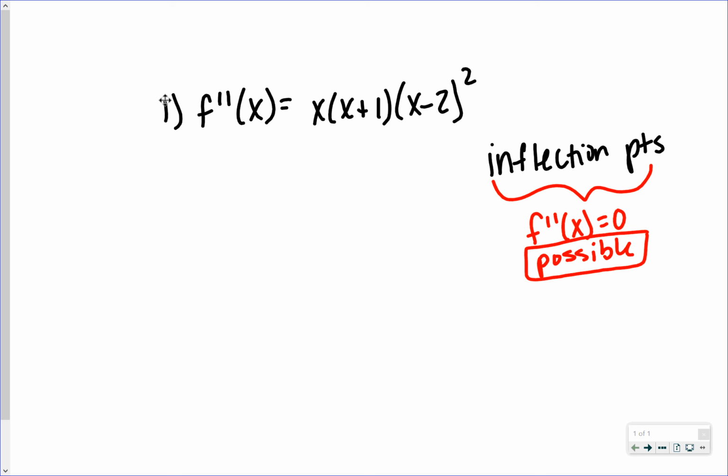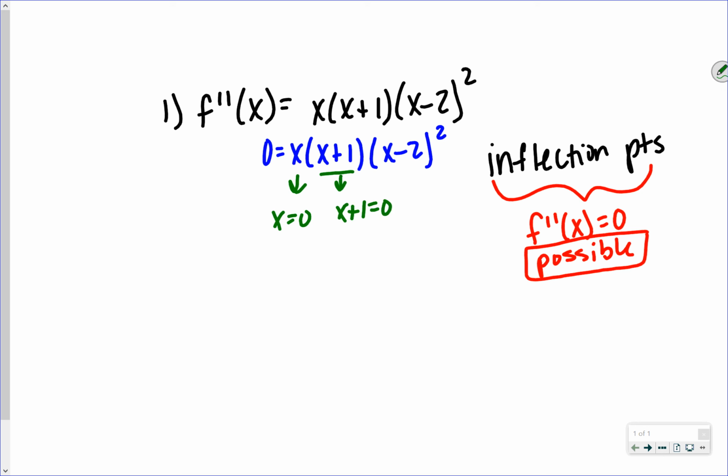A change in concavity happens when you go from plus to minus or minus to plus, so I need to test them. First of all, I'm going to set this equal to 0: 0 equals x times (x plus 1) times (x minus 2) squared. Take each factor and set it equal to 0. x equals 0. x plus 1 equals 0. x minus 2 equals 0.